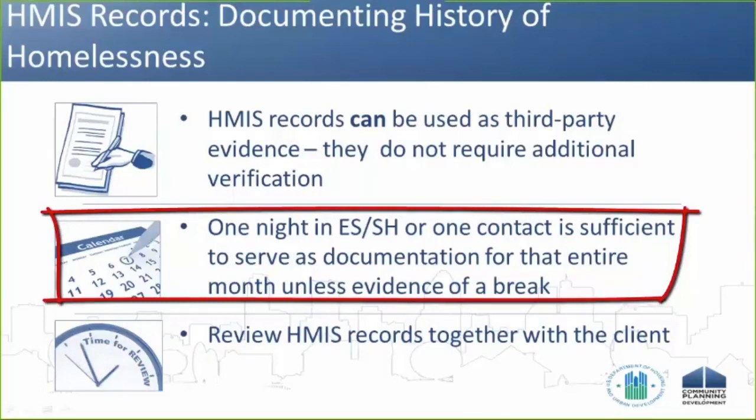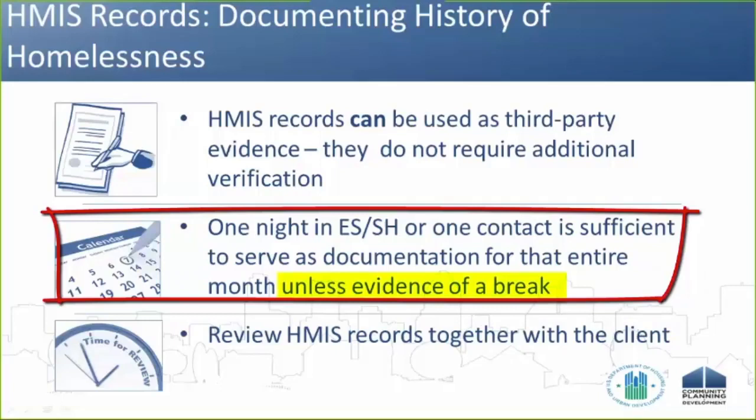As we've discussed before, one night in an emergency shelter or safe haven or one contact by a street outreach provider is sufficient to serve as documentation for that entire month. So this means that if the HMIS shows even just one street outreach contact during the month, you're done documenting for that month unless there is evidence of a break.